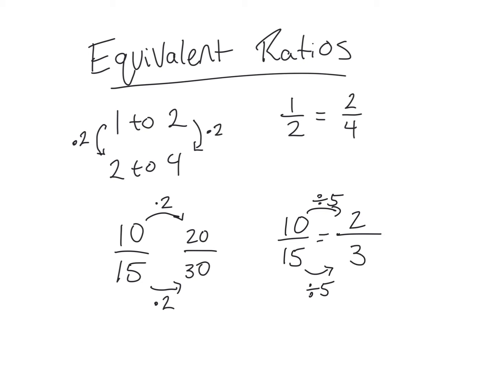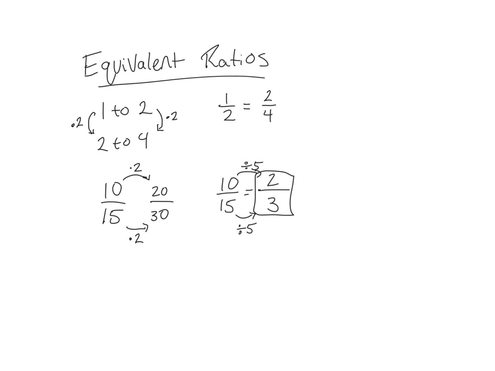Okay, and this 2 to 3 is actually what we would consider the simplest form of our ratio, just like we would consider the simplest form of a fraction, because 2 and 3 don't share any common factors other than 1. We can't divide them both by the same number and still get whole numbers. Okay, so those are equivalent ratios, similar to equivalent fractions.